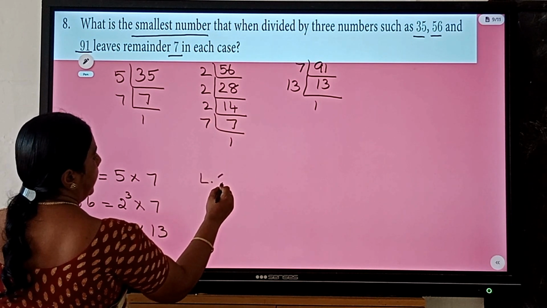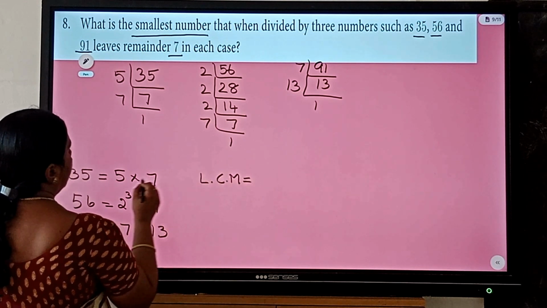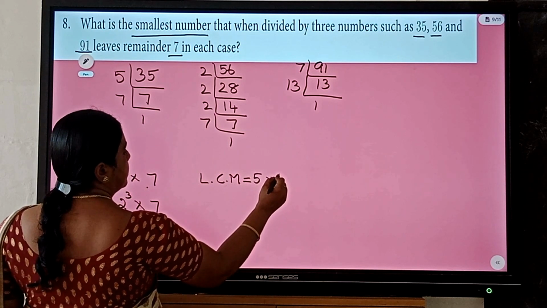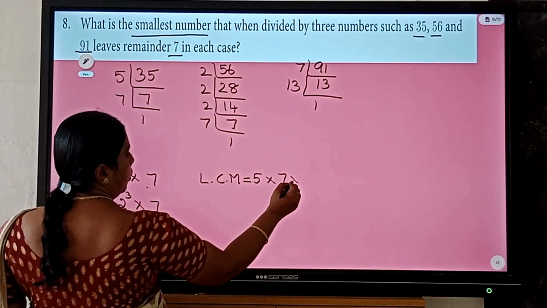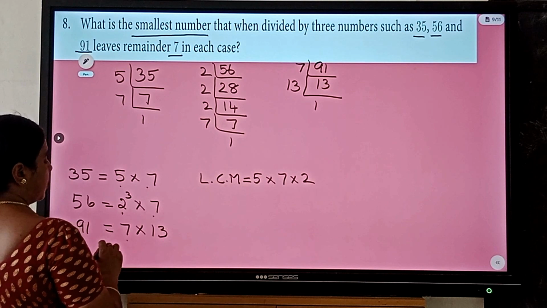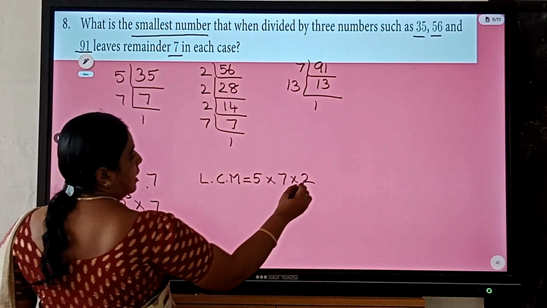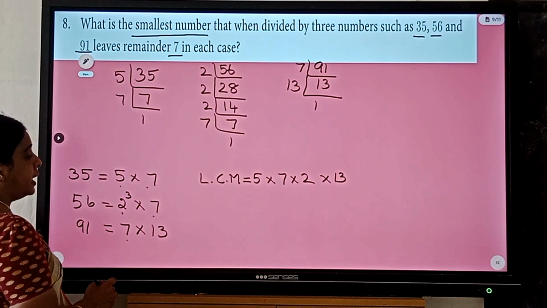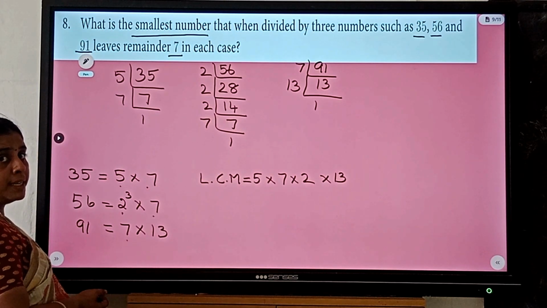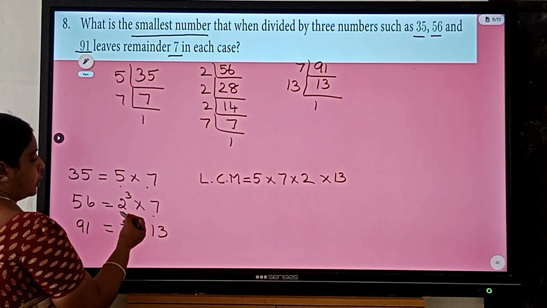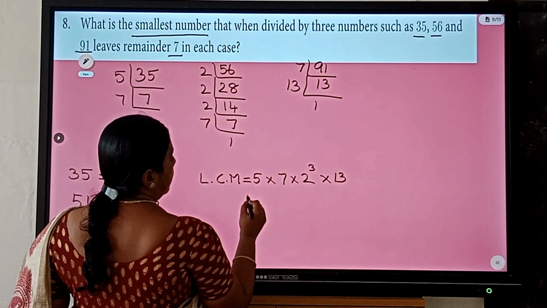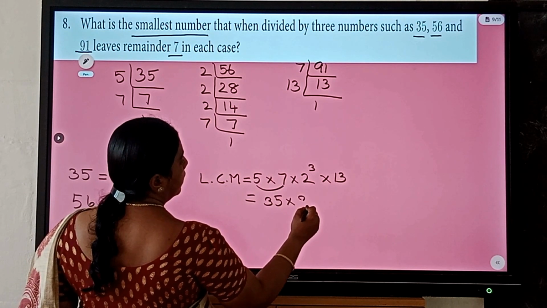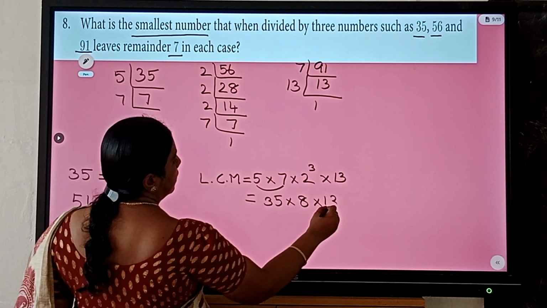Now how do you write the LCM? We have to take all the factors that are there. So 5 into 7 into 2. Again 7 is there which we have already written. Again 7 is coming. Then we have 13. For the powers, as I told you earlier, take the maximum, that is the highest power. So for 2, we will write 3. So 5 sevens are 35, 2 cube, 8 into 13.